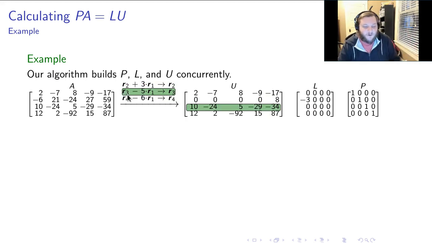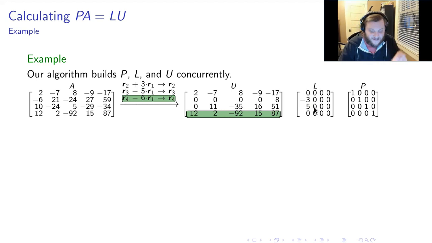The second operation here requires that I take row 3 and subtract 5 times row 1. So that's going to zero out the 3, 1 position. And the multiplier I'm using in this step is negative 5. So I'm using negative 5 times row 1 to manipulate row 3. So I go over to L and I look at the 3, 1 position and I insert the negation of the multiplier, which is equal to 5.